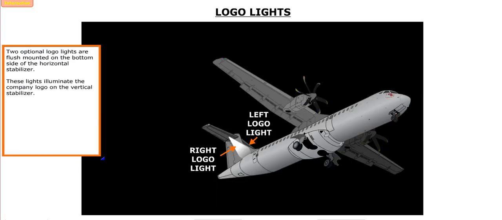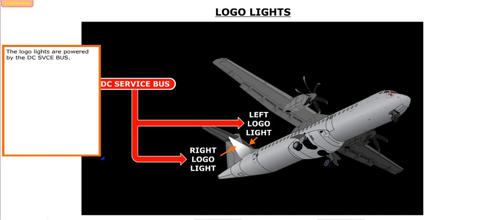Two optional logo lights are flush mounted on the bottom side of the horizontal stabilizer. These lights illuminate the company logo on the vertical stabilizer. The logo lights are powered by the DC service bus.